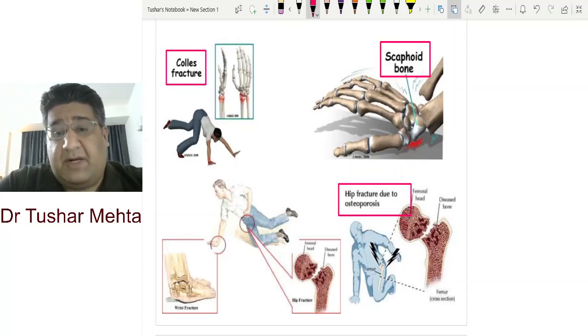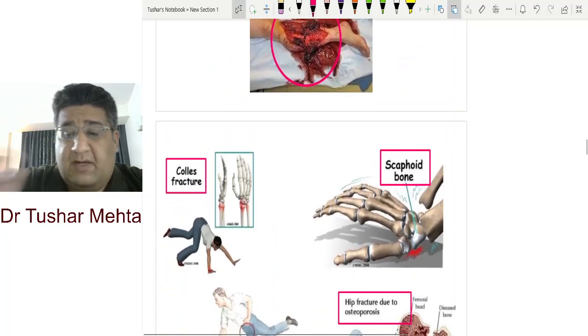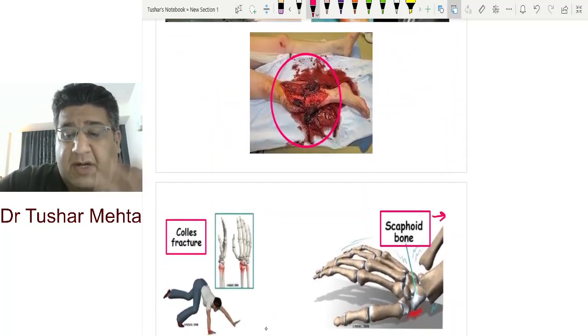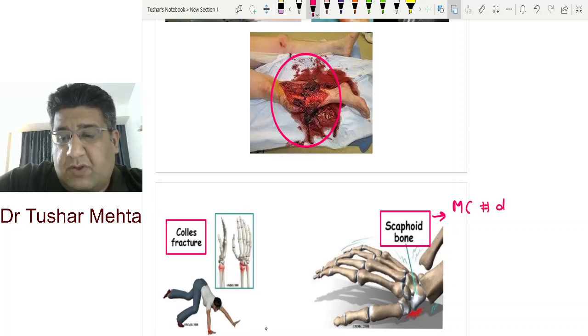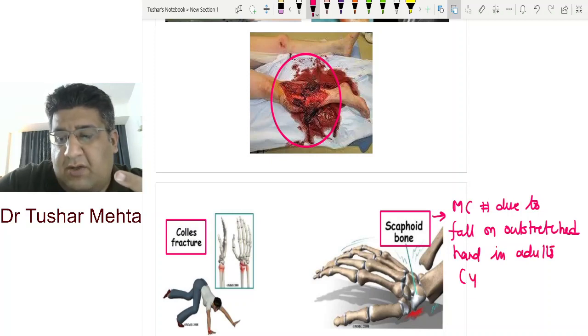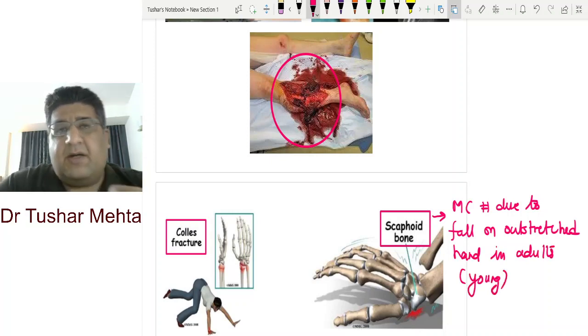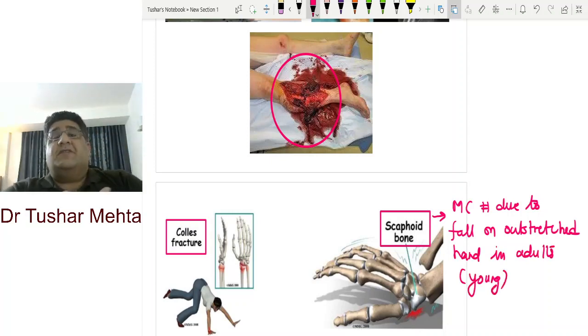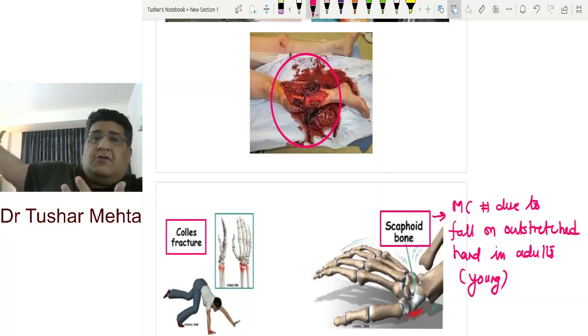So there are different patterns. Whenever anybody talks about scaphoid fracture, my mind automatically goes to the most common fracture due to a fall on an outstretched hand in adults. So I know it is there in you and me. Do you understand my point? It is there in young adults, it is there in you and me. Scaphoid fracture is for you and me whenever we have a fall on an outstretched hand.